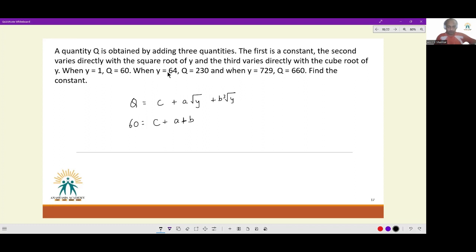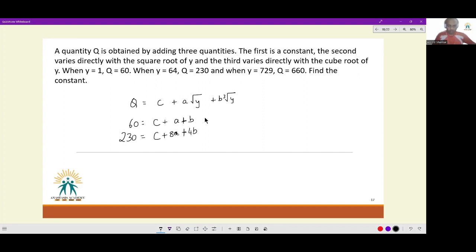When y is 64, Q is 230. 230 is C plus square root of 64 is 8. Okay. And cube root of 64 is 4. So 4 over B.